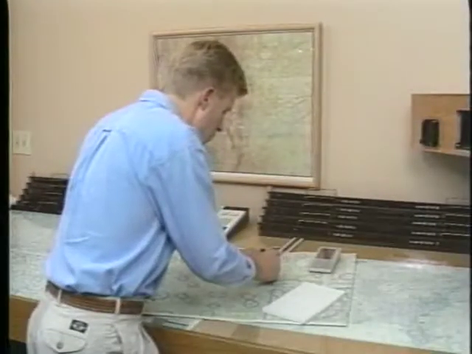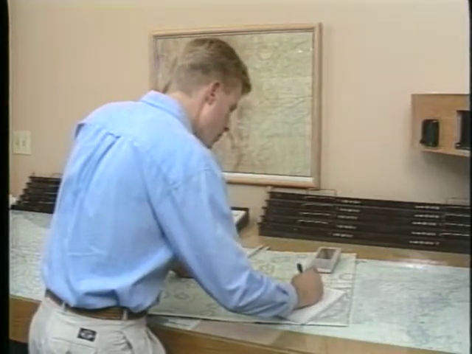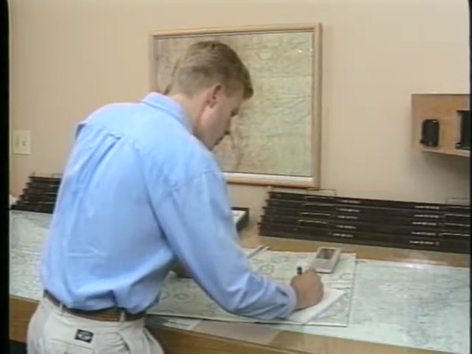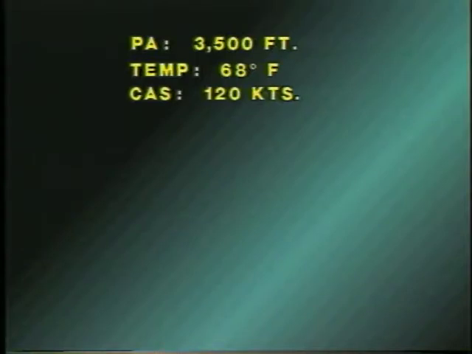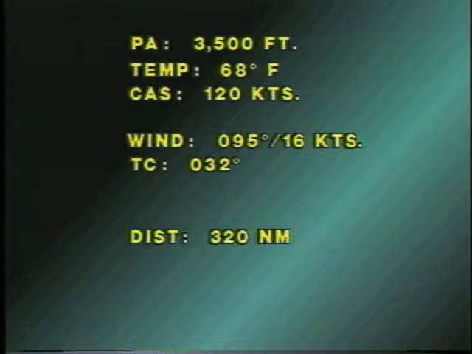Now that you've worked individual problems on the TechStar, let's work a multi-part problem similar to one you might find in your pre-flight planning for a cross-country flight. You've determined you're going to be flying at a pressure altitude of 3,500 feet and the temperature at the proposed altitude is 68 degrees Fahrenheit. Your airplane cruises at a calibrated airspeed of 120 knots, and the wind at altitude is predicted to be 095 degrees at 16 knots. The true course to your destination is 032 degrees, and the distance is 320 nautical miles.